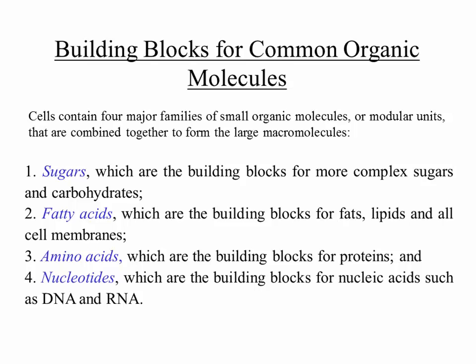So there are 4 classes of these small organic molecules or modular units that are combined together to form the large macromolecules. The first one among them are the sugars, which are the building blocks for the more complex sugars and carbohydrates. Okay, you hear that all the time, but at least in this course you will get a feel for what it really is. Okay, then you have molecules that are called fatty acids, which are the building blocks for.